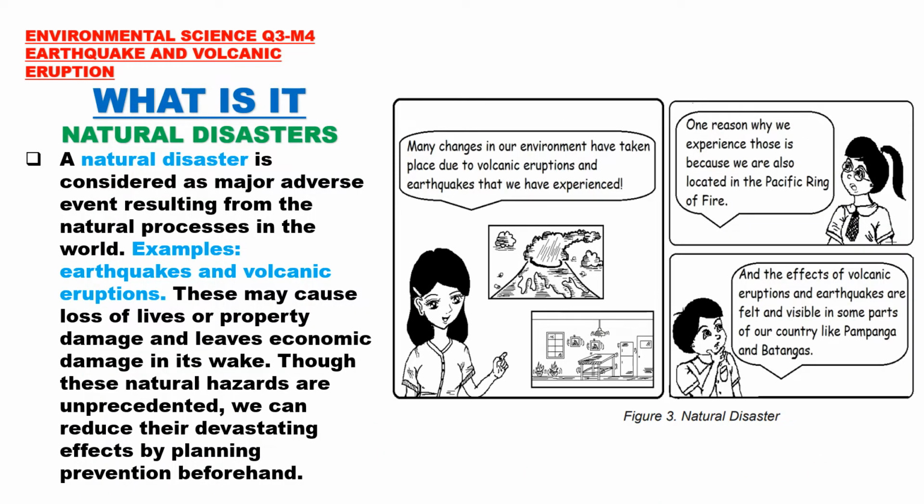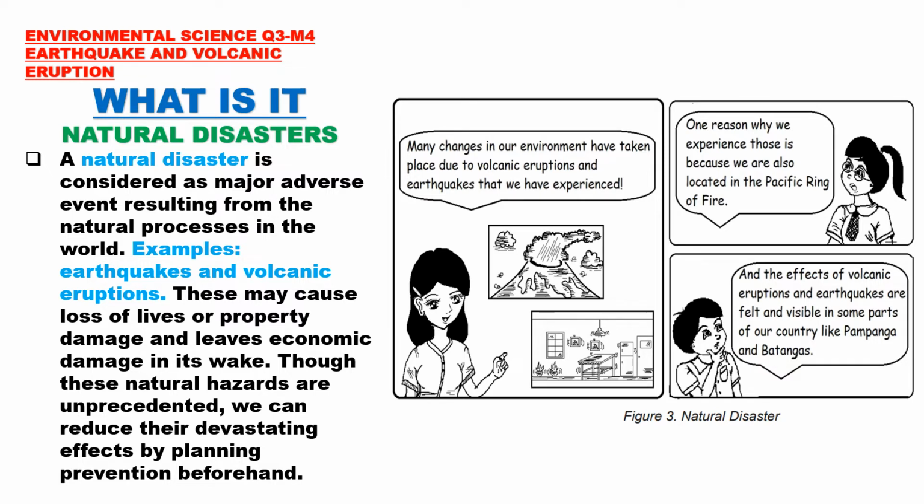What is it? Before we have our discussion about natural disasters, let us first read a short comic strip here in figure 3. Many changes in our environment have taken place due to volcanic eruptions and earthquakes that we have experienced. One reason why we experience those is because we are also located in the Pacific Ring of Fire. And the effects of volcanic eruptions and earthquakes are felt and visible in some parts of our country like Pampanga and Batangas.